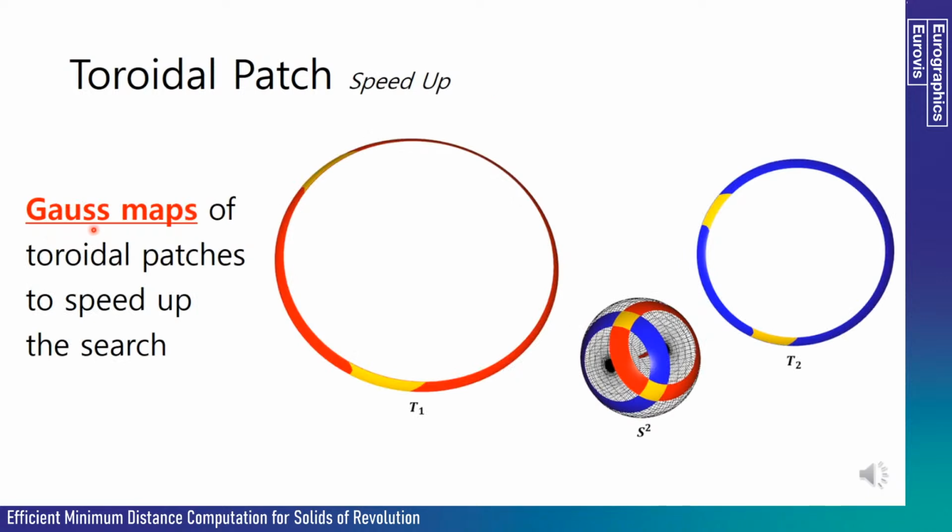Additionally, we used Gauss maps of the toroidal patches to speed up our algorithm. Since a Gauss map shows possible normal vectors of a toroidal patch, binormal lines between two toroidal patches can only occur in the intersecting subsets of Gauss maps. In the slide, those intersecting subsets are rendered in yellow. Therefore, instead of searching for binormal lines in the entire domain, we can find them only in the yellow regions.